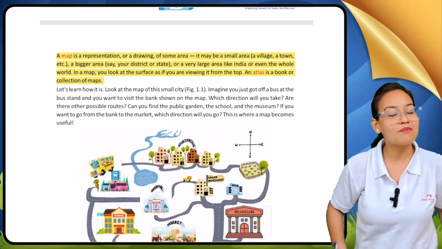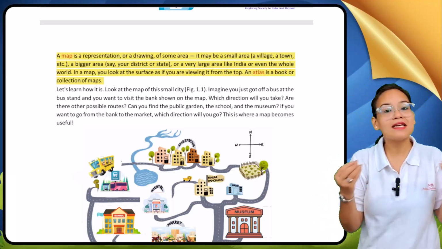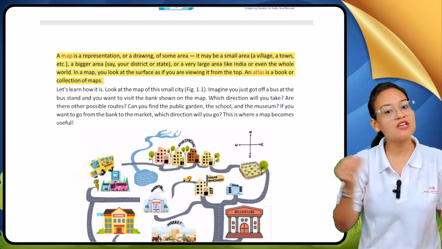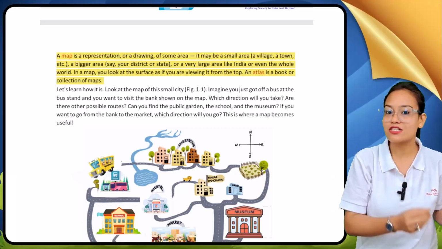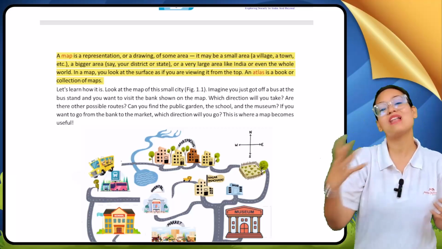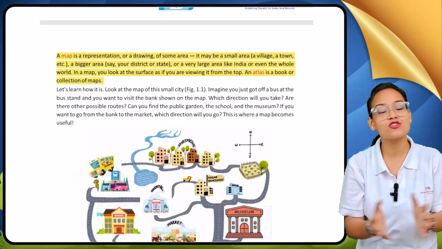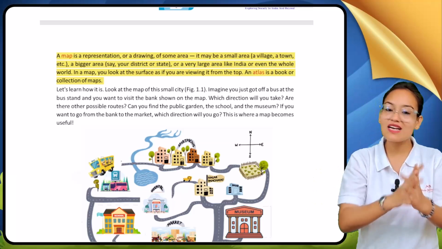So map means what? Map is a drawing of any area that is located on our planet Earth. It may be a smaller area like a village or town, or a large area like a state or district, or maybe a very large area like countries and continents. All this can be drawn on a single sheet of paper, and that sheet of paper is called a map.